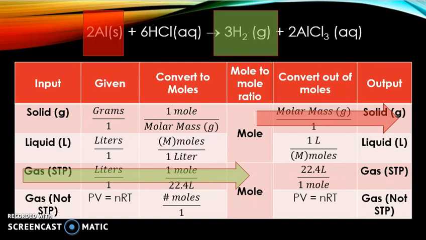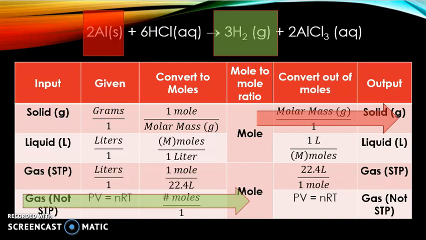Now, what if my gas was not at STP? I would have to use the bottom pathway to convert that number into moles. Once I'm there, apply your mole-to-mole ratio, and you can still use the same pathway out of the problem, using the molar mass to convert it back to grams.